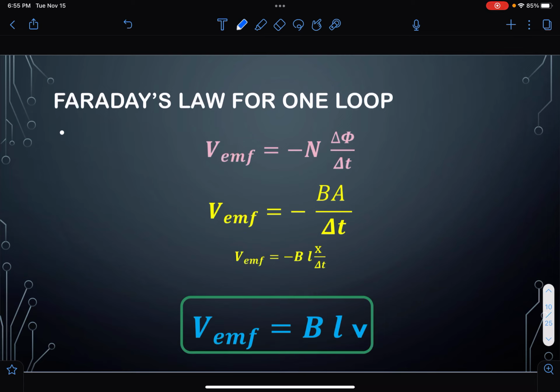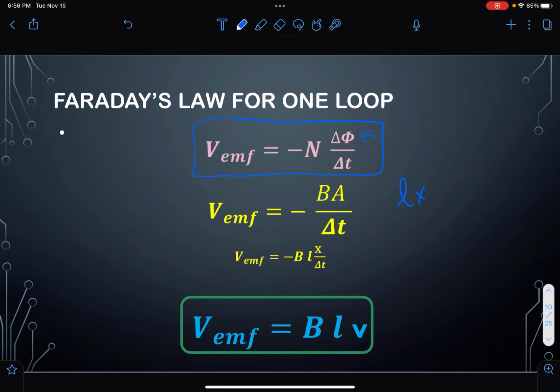Okay, so before we get to Lenz, apparently we're doing this one first. So this is our equation here, okay, for one loop. So we're assuming that N is 1, and then we're substituting in BA because we're doing a perpendicular situation here, okay? So your area, remember, is length times width, okay? Or in this case, we just used X. So when you have something that is moving, when your area is changing, you're going to have a length of a rod, usually a metal rod, that is actually changing that area.